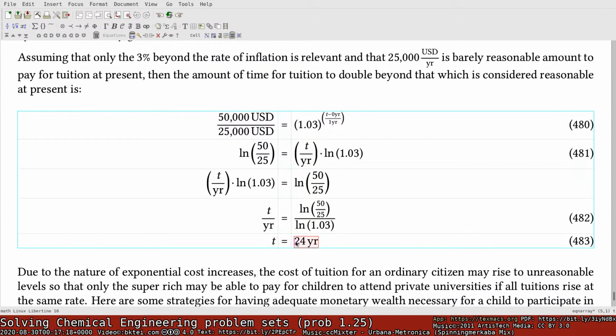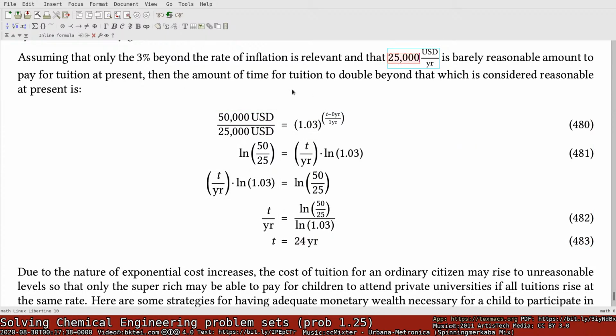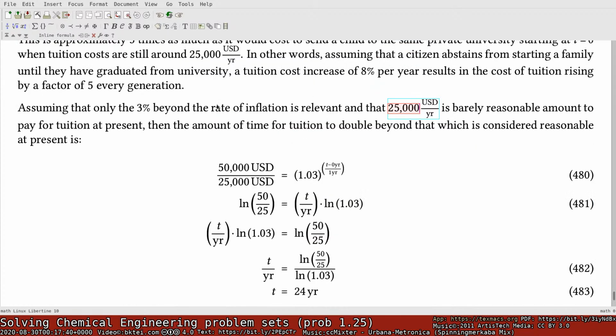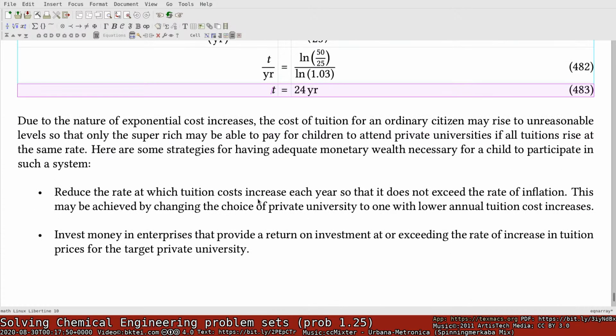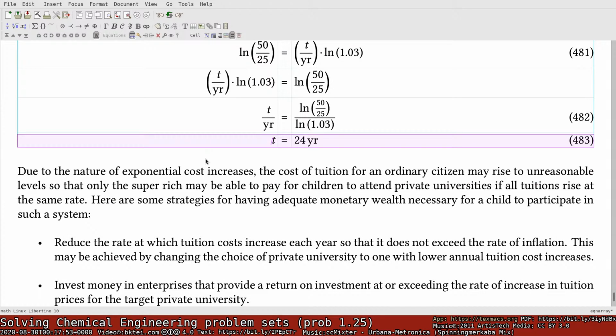We can put that ratio into the equation and find out. With tuition rising 3% beyond inflation, it takes about 24 years for tuition to rise beyond twice what is reasonable at the time. I'm assuming that what is considered reasonable is the baseline $25,000 figure that increases itself by 5% per year. So we're just considering the 3% beyond inflation in this figure, assuming that everyone's happy with inflation, which I'm sure some libertarians or some other folks would consider bad.